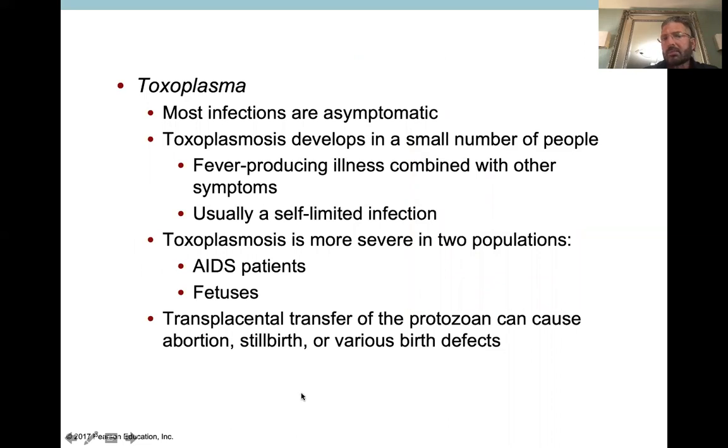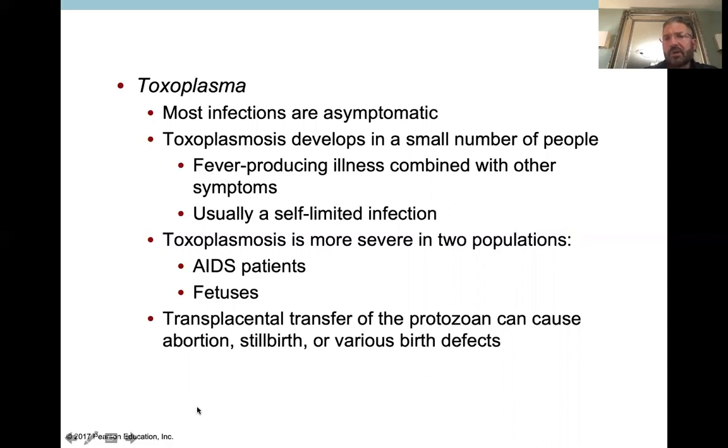Right. So it's rare that it's going to cause a major problem. So mom might be more susceptible to this because she's pregnant, her body is taxed, her immune system might be a little bit taxed due to the pregnancy. So fever-producing illness combines with other symptoms. Usually it's a self-limited infection. So usually our body will take care of this, not immediately, but it might take a while. So macrophages, monocytes, our complement system should be able to tag this. Our T cells should be able to go in and do something with it.